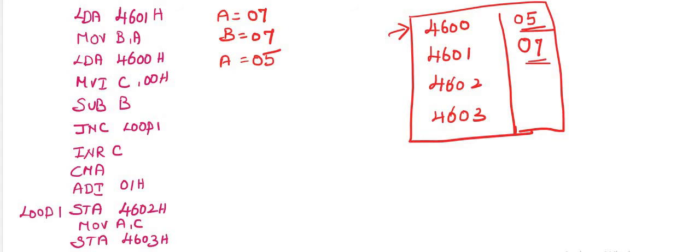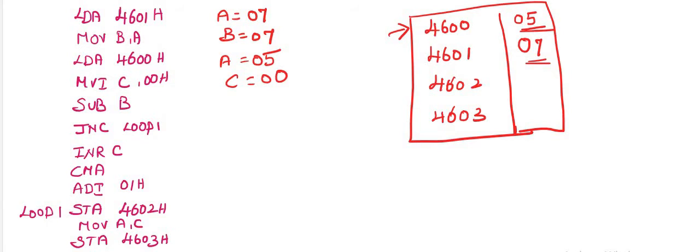Next, we have to find whether the carry is present or not, whether it is the negative sign or the positive sign, whether we are subtracting a lower number from a higher number or a higher number from a lower number. So that's why we have to initialize the C register as 00. See, MVI C as 00. So now C equals 00.